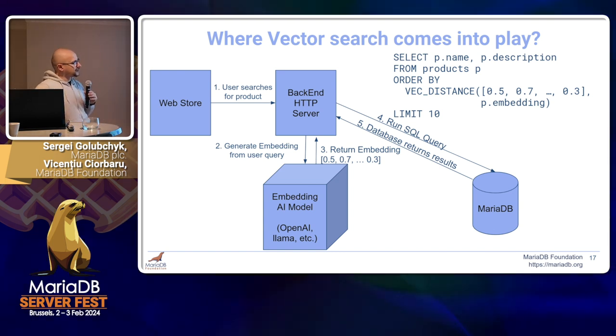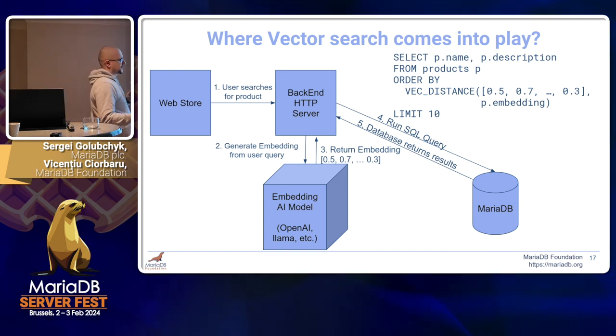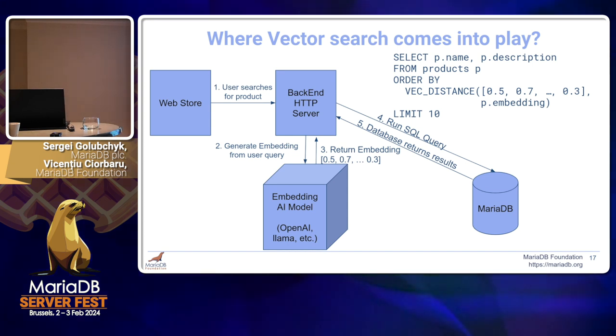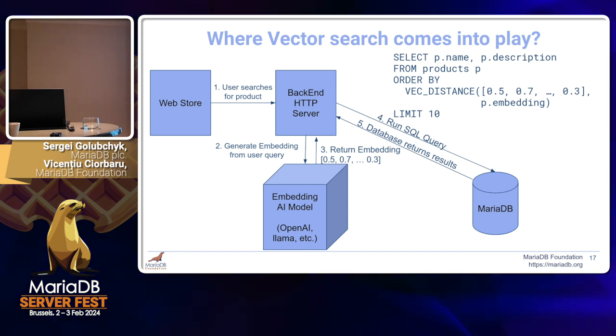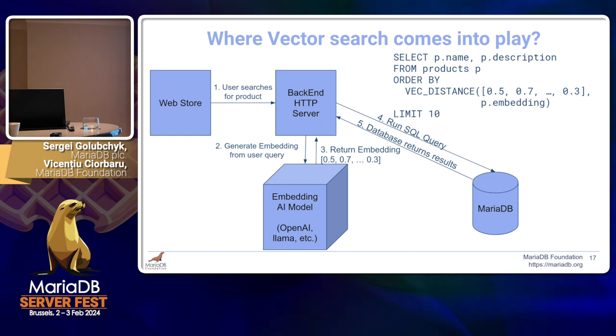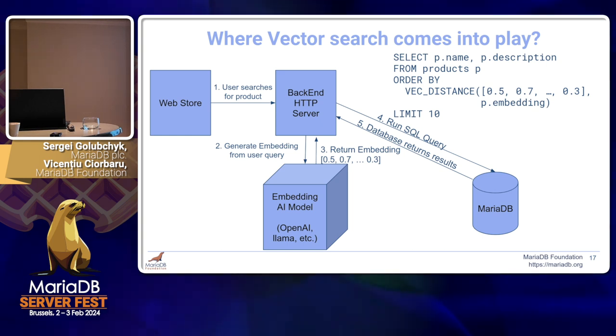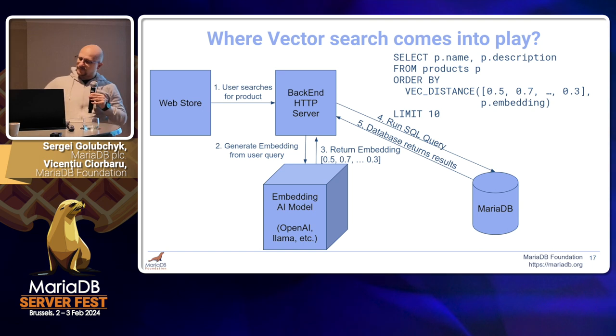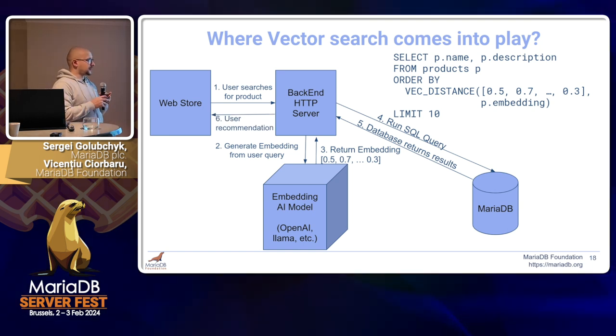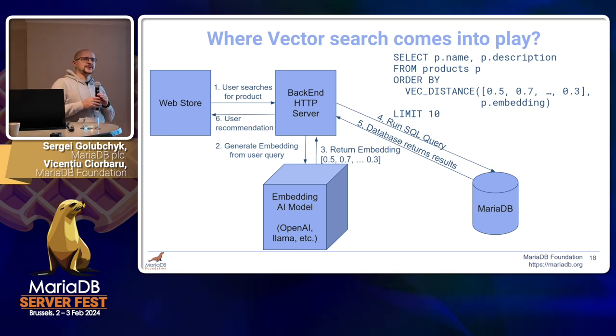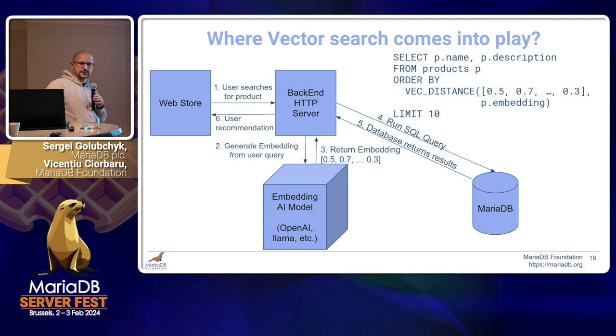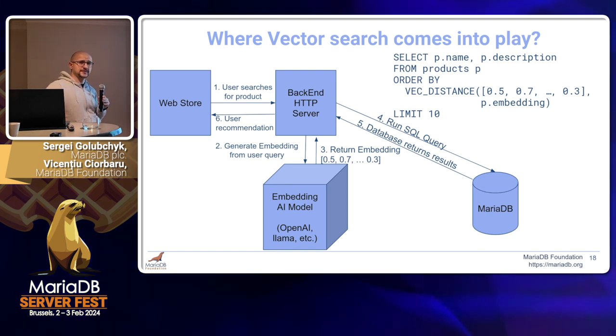The database then will return a set of results. Notice we put limit 10 here. So basically, we want the closest 10 elements to this. And then finally, we can recommend to the user those 10 closest products matching his query. Any questions so far?